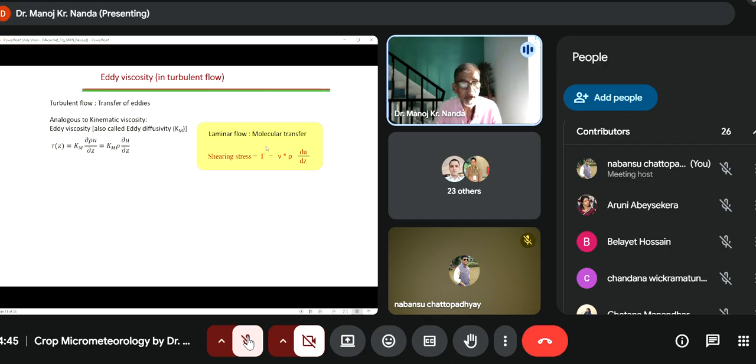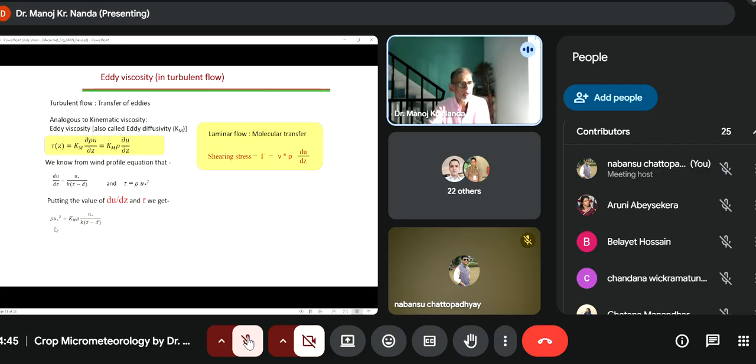Now, if nu is called the coefficient of kinematic viscosity, Km is called eddy viscosity. So both are called viscosity, but one is eddy viscosity, the other is kinematic viscosity. So that is how the terms are used, and the other things I have already told. Putting the value of du by dz in tau, what do we get? We get rho u asterisk square is equal to Km rho u asterisk by K(z minus d), and this is what I am getting, the momentum transfer coefficient.